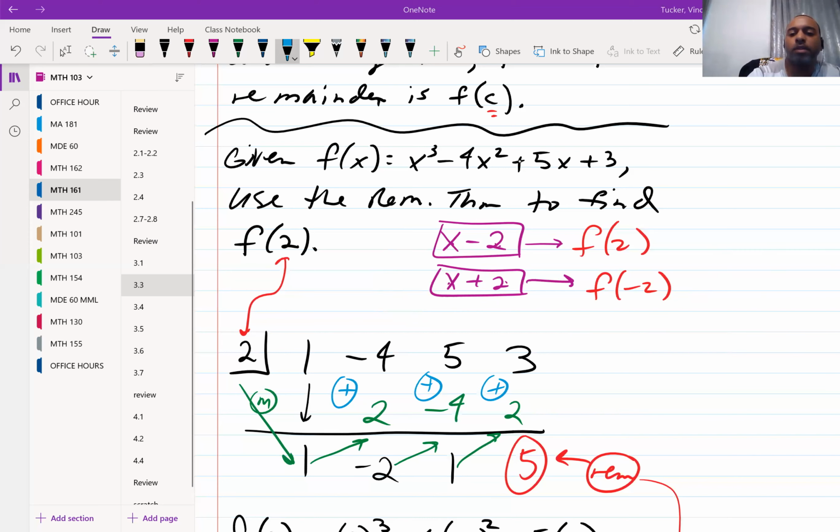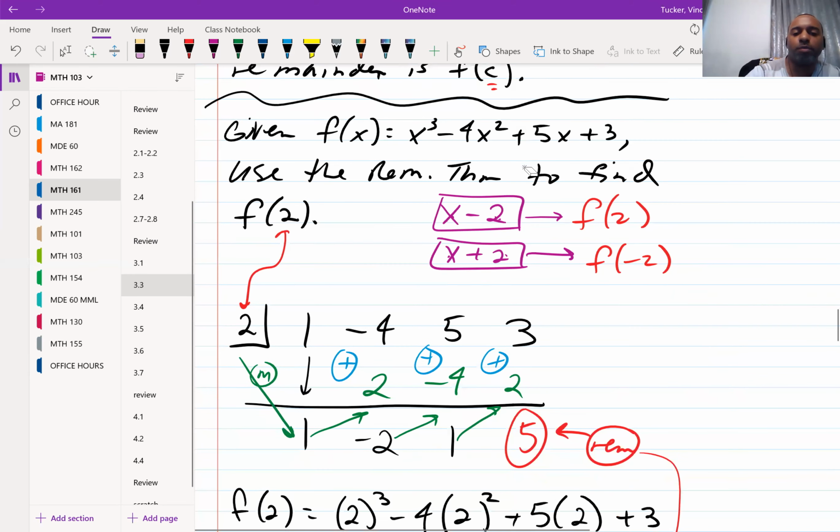Yes. If you were to write it out, that 5 would be over x minus 2 when you write down your answer. Now we're not going that far because all we're doing is testing the remainder theorem. But yeah, if you had to write out your answer, that's what it would be.